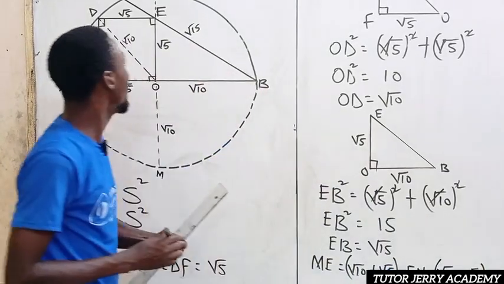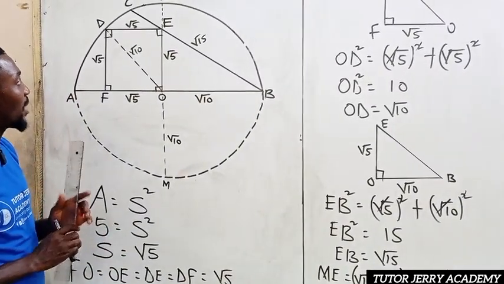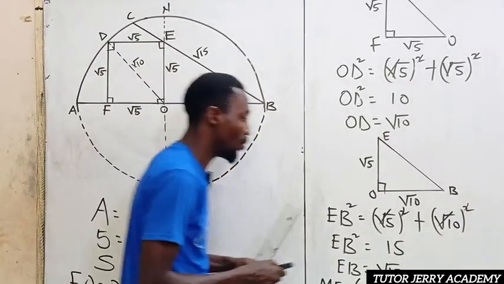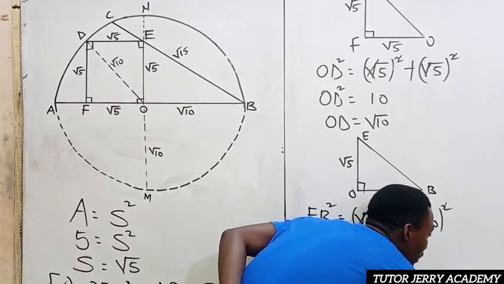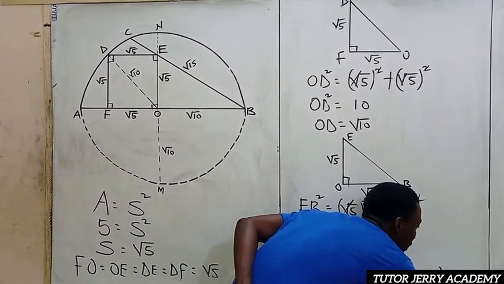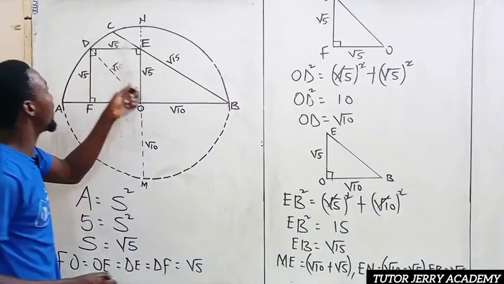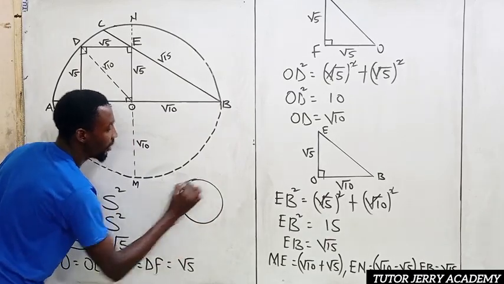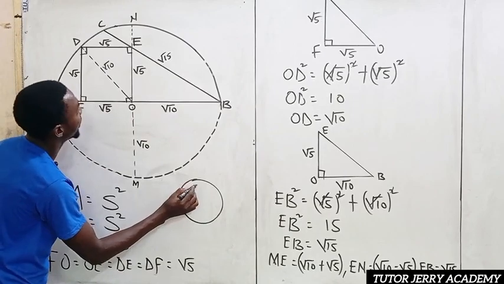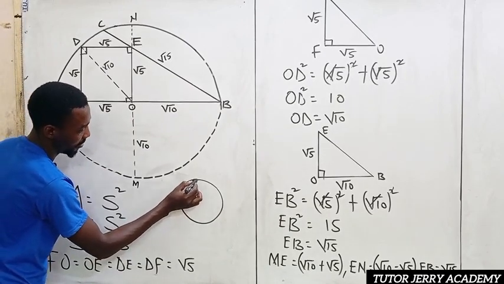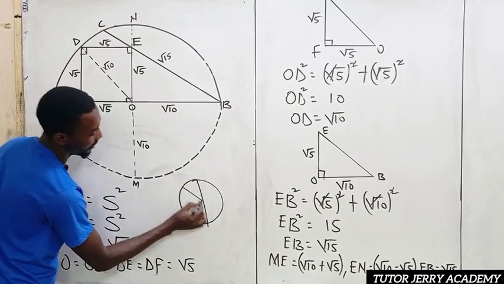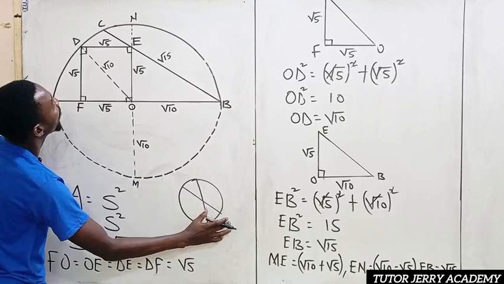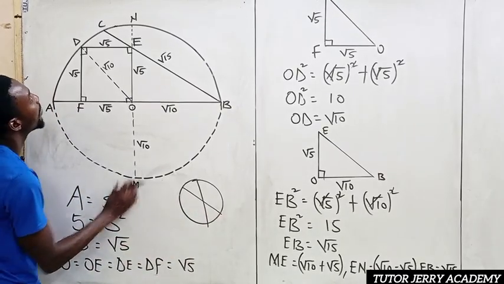Now, if you look at this, we have line CB. We know that our EB is root 15. So we want to find our CE. If we draw a circle here, and then we have a line like this, and another line like this, you can see that this line is a chord. We have a chord CB, and we also have another one, MN.